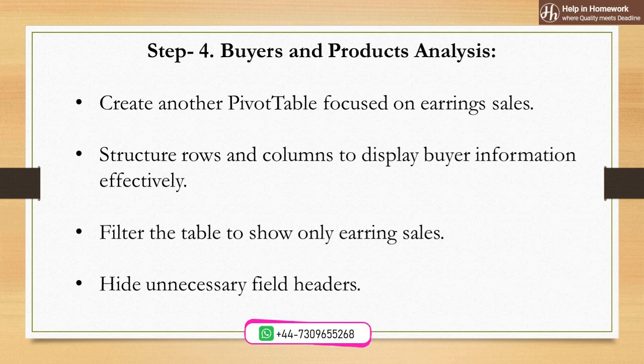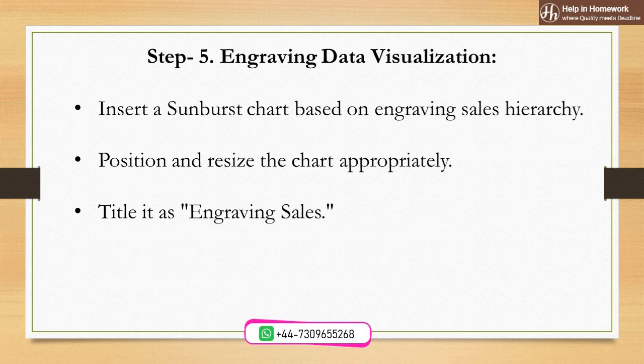Step 4. Buyers and products analysis. Create another pivot table focused on earrings sales. Structure rows and columns to display buyer information effectively. Filter the table to show only earring sales. Hide unnecessary field headers.